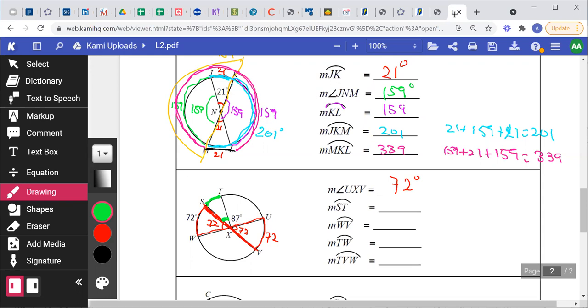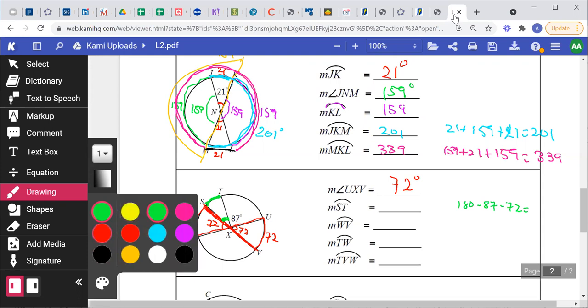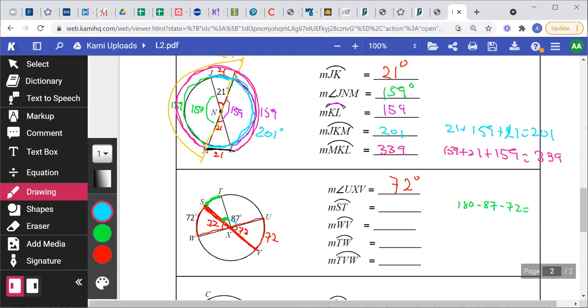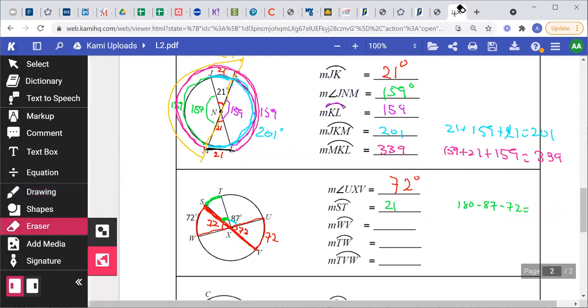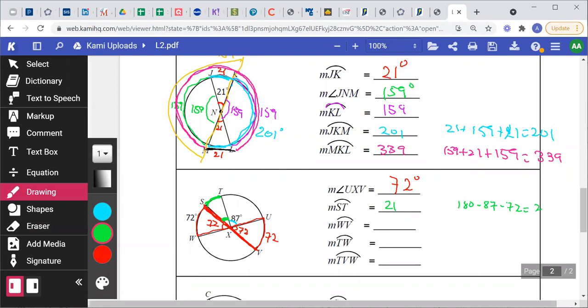So you're going to do 180 minus 87 minus 72, because the red angle 72 plus the angle that is 87 plus the green angle will be 180, because they're going to be on a straight line. Then if you do your calculation very well, this gives us 21. So it means that the green angle is 21. The green arc and angle are both 21.